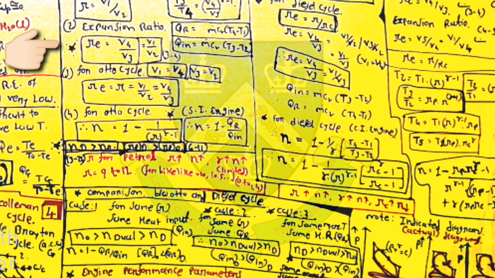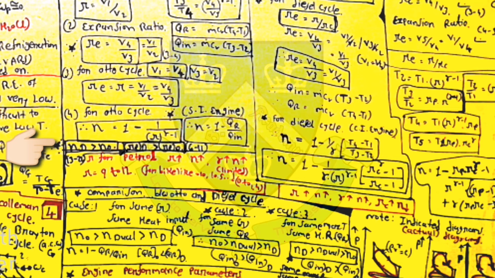Then expansion ratio is equal to RE. RE is equal to V4 by V3, which is also equal to V1 by V2. Then for Otto cycle, V1 is equal to V4 and V3 equal to V2. So RE is equal to R, meaning expansion ratio is equal to compression ratio, which is equal to V1 by V2 is equal to V4 by V3.